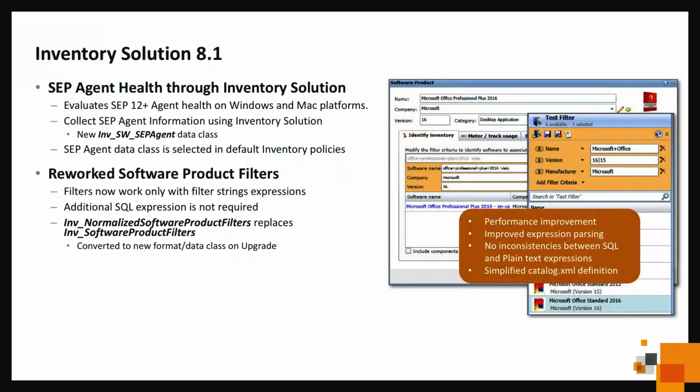Okay, so there are definitely performance improvements and improved expression parsing. It's much clearer: if you want Windows 8 and Windows 10, you go Windows 8, pipe, Windows 10, right? So there are more common expressions.